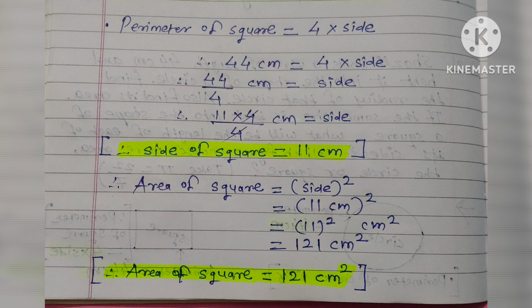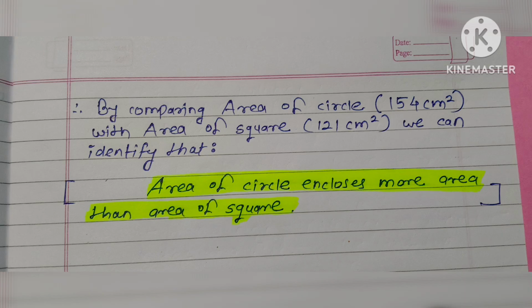So with the help of this side we can find the area of the square. So we are using the formula side square to find out the same. So 11 centimeter square will be 121 centimeter square. So we got the area of the square, that is 121 centimeter square, and when we compare it with the area of the circle, which is 154 centimeter square, we are able to identify that the circle encloses more area than the square.